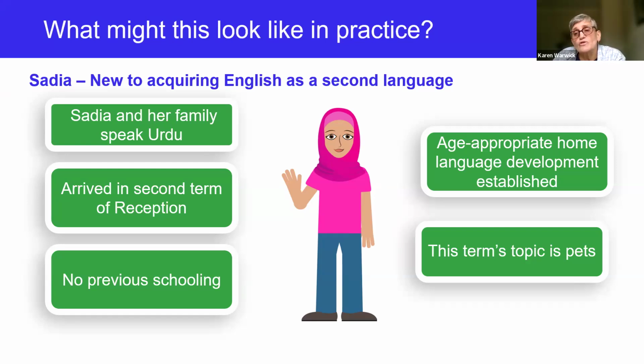So when she comes to school, she is shy and quiet, but she is full of curiosity, and she's in luck because this term is kicking off with a topic on pets, using the storybook Dear Zoo as an initial stimulus.